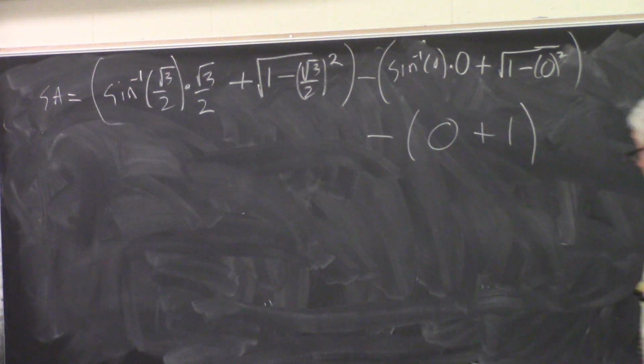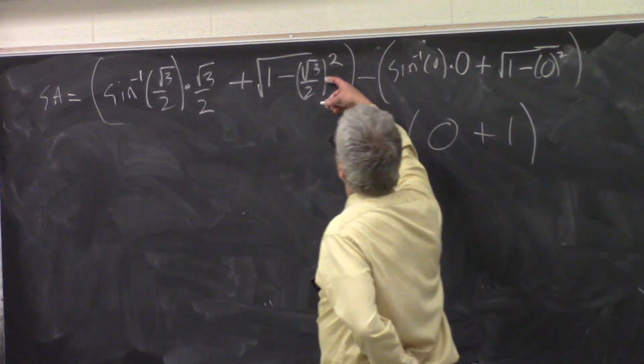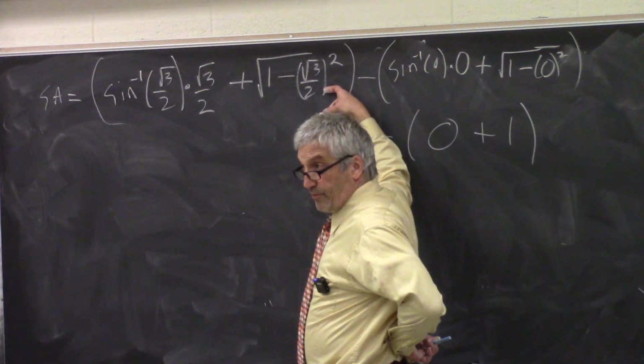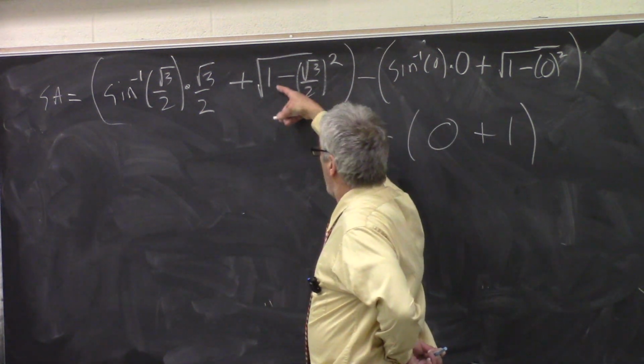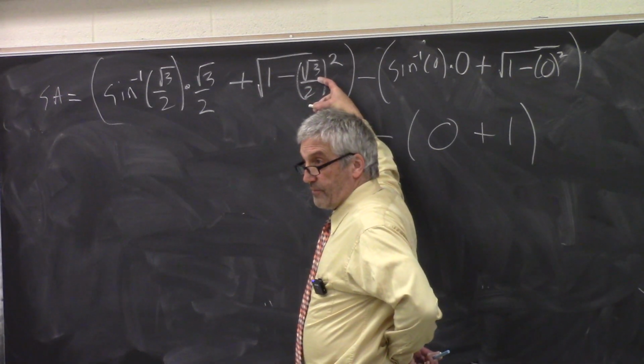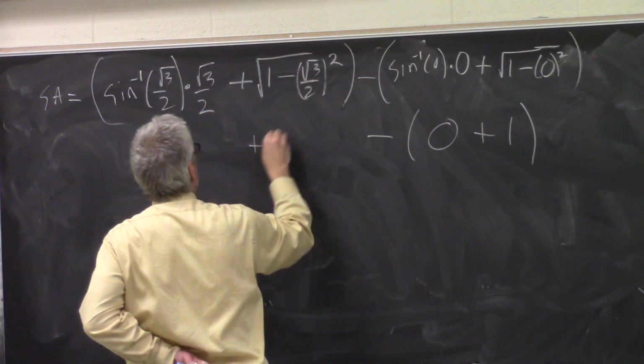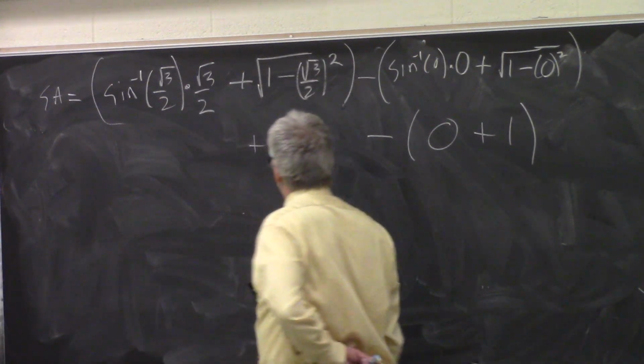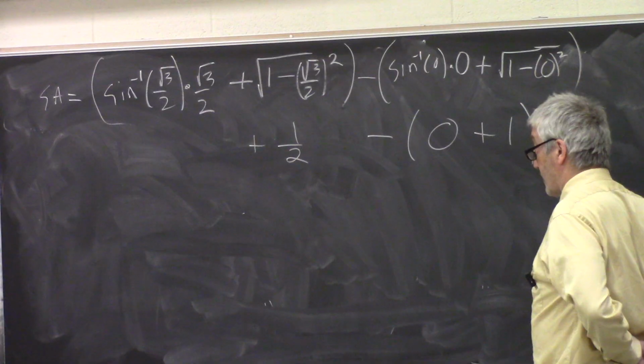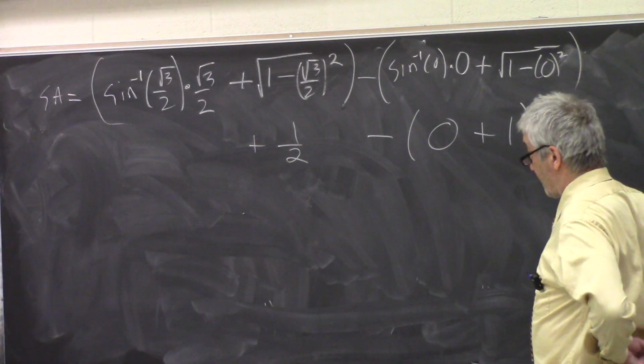Now let's go over here. Square root of 3 over 2. When I square that, I get 3/4. 1 minus 3/4 is 1/4. Square root of 1/4 is 1/2. So this is 1/2. I'm going to let you write that down. If you don't like it, you can work that out after, on your own.